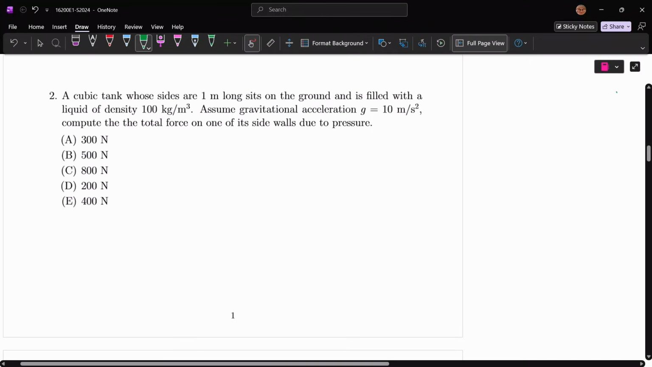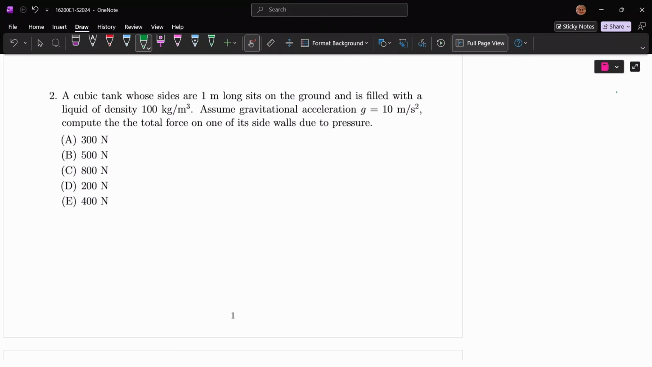Alright, so in this question we're given a cubic tank whose sides are 1 meter long, and it sits on the ground and is filled with a liquid of density 100 kilograms per cubic meter. It's telling us to assume gravitational acceleration, g, is equal to 10 meters per second squared, and it's asking us to compute the total force on one of its side walls due to pressure.